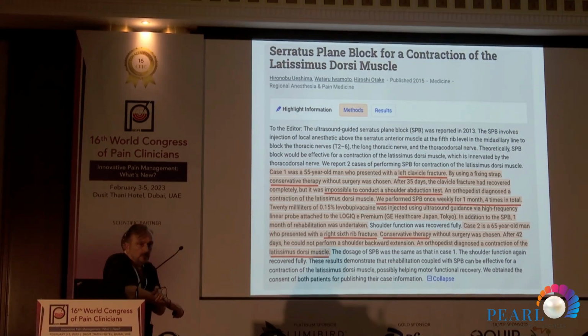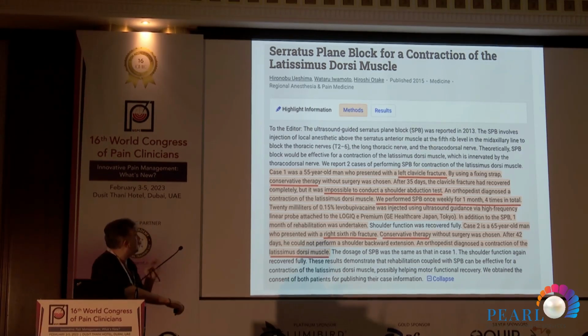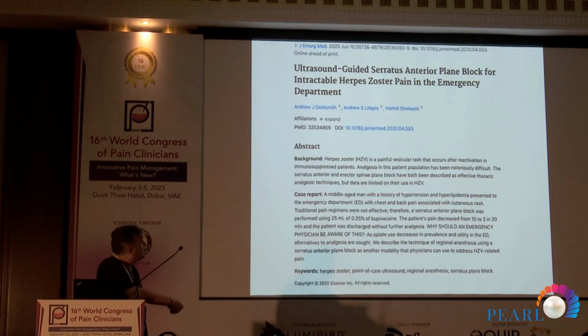These blocks are important when it comes to muscular injuries, tendon injuries, etc. Our interesting colleague from Japan, Yushima, also published in one of his multiple presentations. He also showed how the use of these blocks can be effective in latissimus dorsi muscle syndrome, actually.